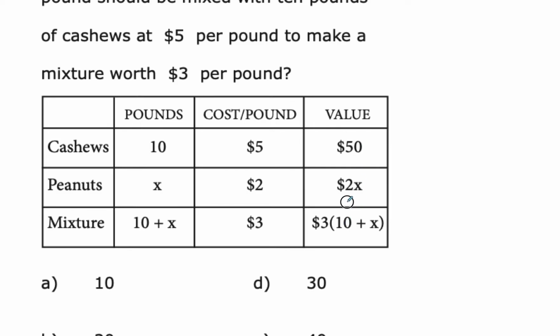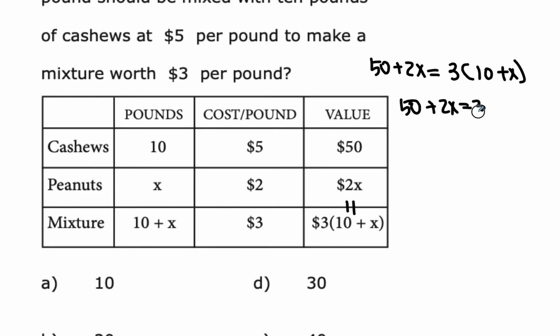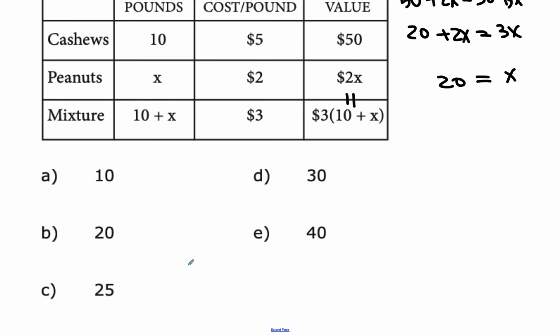That means you have to realize that these two things have to be equal to each other. So in other words, 50 plus 2x is how we can get $3 of the mixture. Then I'm going to distribute 3. So here we get 50 plus 2x equals 30 plus 3x rather. So I'm going to subtract 30, so we get 20 plus 2x equals 3x. And subtract 2x, so we get x equals 20.